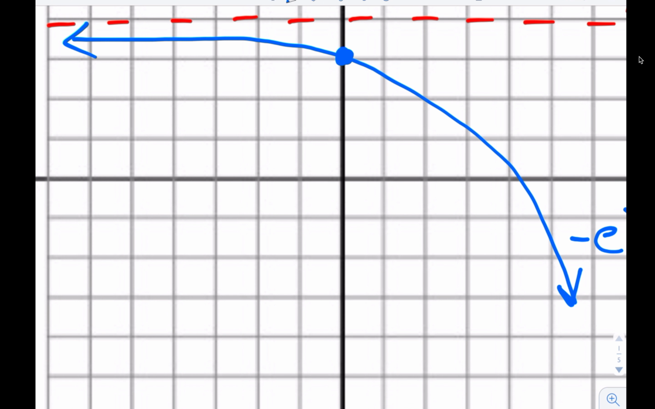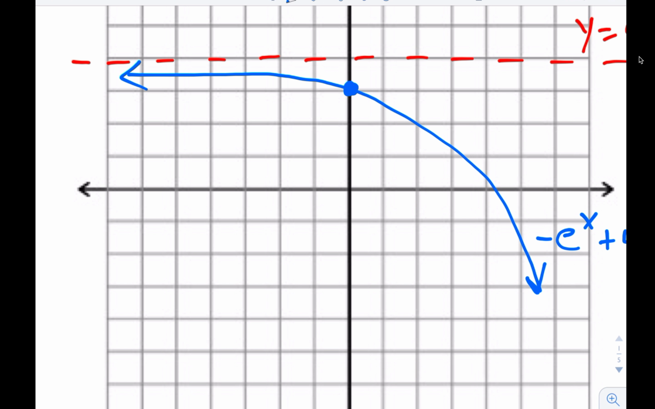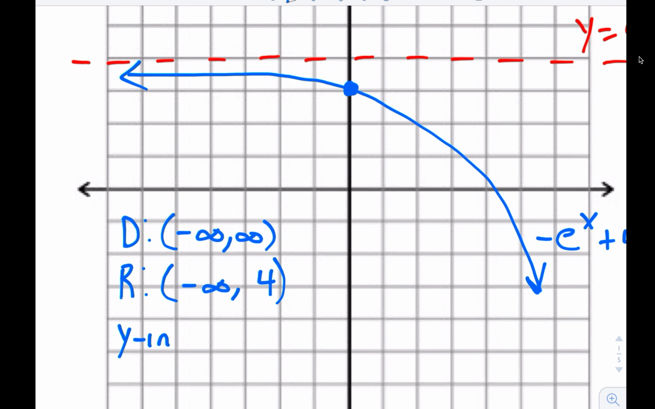Okay, so the domain again for this one is just going to be all real numbers. The range now, because we did the reflection, is going to start from negative infinity and then stop at positive 4. The y-intercept, because we didn't move it left or right at all, we just moved it up or down, is going to be 0, 3. And then the horizontal asymptote is going to be y equals 4.